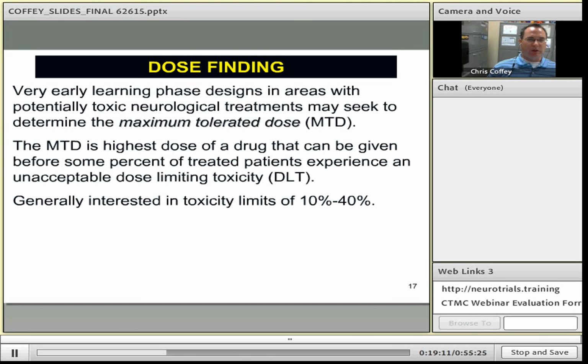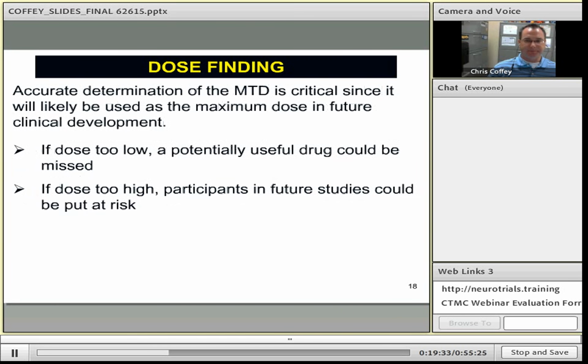So what you're really looking for here is how high you can go in the dose range before you start to see really bad things happen to enough of your subjects that you would probably not be able to treat at that high a level in a broad study. And usually we're interested in toxicity limits of 10% to 40%. It will depend a lot on the disease, the drug, what type of dose limiting toxicity it is, and what the implications of having that toxicity are. Next slide. Determining this MTD is pretty critical because that then determines your space to think of dosing in terms of your future study.